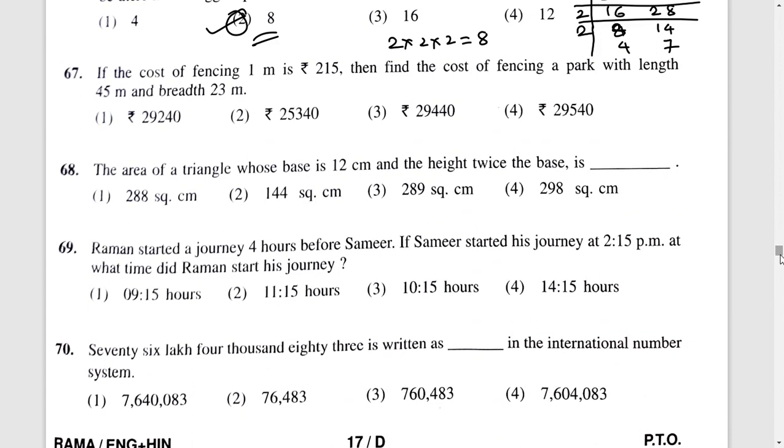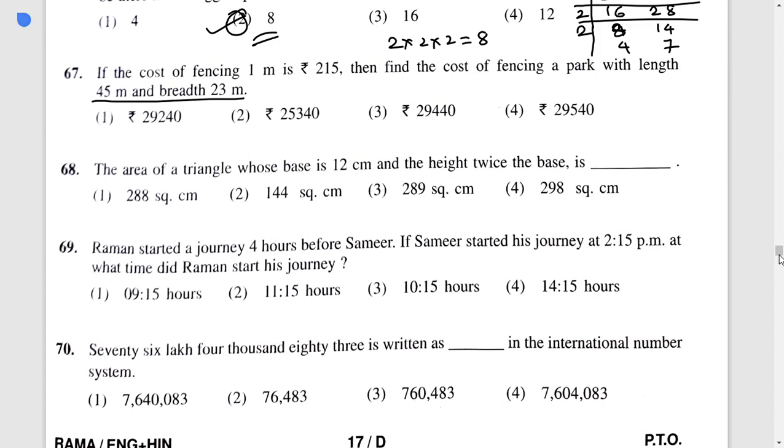Question number 67. If the cost of fencing 1 meter is 215, then find the cost of fencing a park with length 45 meter and breadth 23 meter. So a rectangular park is there. So what you have to do here? You have to find the area, 45 into 23. What will it become? Sorry. 1 meter. Sorry.